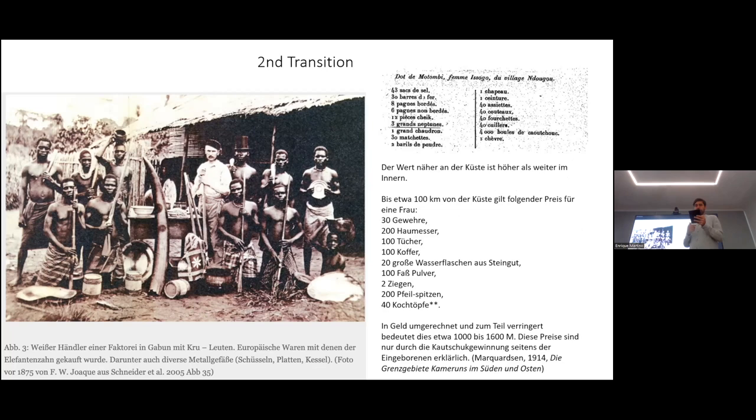So here you can see, this is a nice image, a German trader in 1870, these are his brokers and agents who he sent out to the different villages to trade. And he said, this is what he gets for one heavy tusk of ivory. A good gunpowder, the copper Neptunes, some shells, some cloths. And all these goods, it's not like they're consumed. They're passed on.